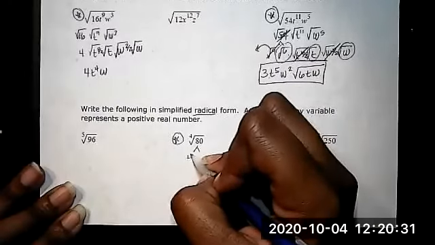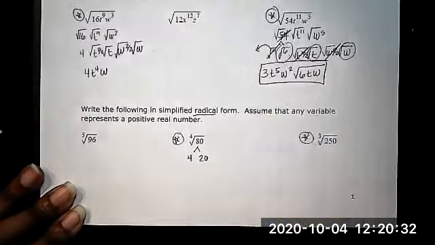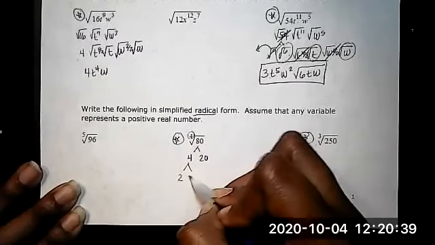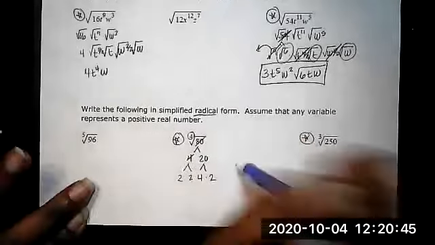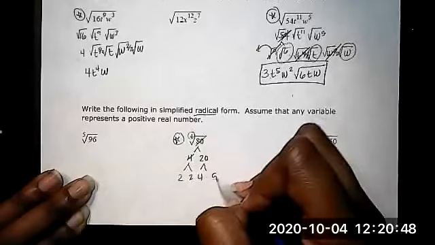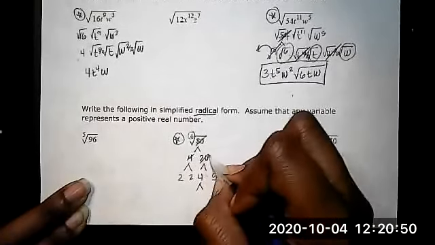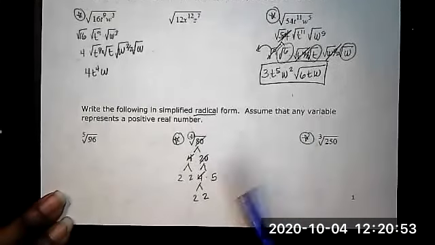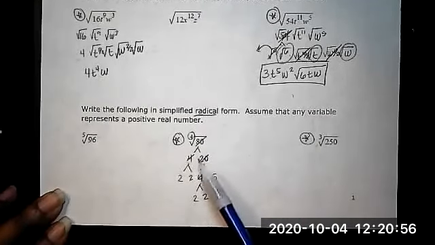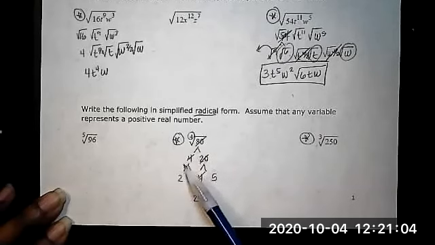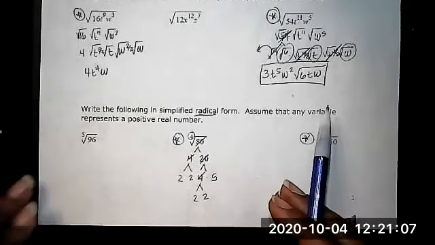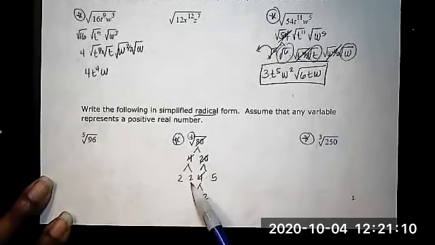So this becomes 4 times 20. Okay, I broke that down. But we're doing a fourth root, not a square root. So I'm going to break this down into 2 times 2. 20 is 4 times 5, and then 4 is 2 times 2. Once I break a number down, I put a little line through it so that I know it's gone and I've already used it.